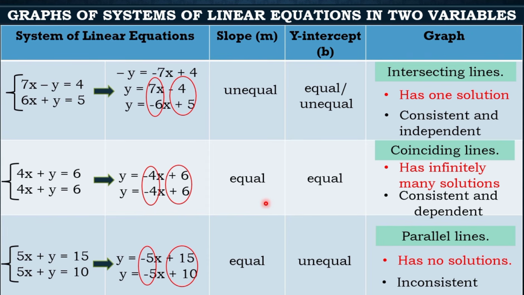Okay? So, tandaan po. So, intersecting, ayan po siya. Coinciding, equal, equal. Parallel, ito lang po ang equal. So, kapag nakita mo na ang slope unequal agad dito, intersecting agad yon. Okay? So, ito po yung paraan kapag hindi po binigay sa graph, ito po ang pwede nyong tingnan. Yung slope at yung y-intercept.